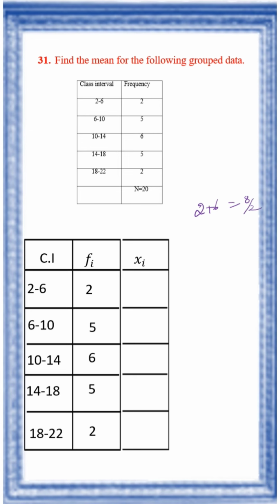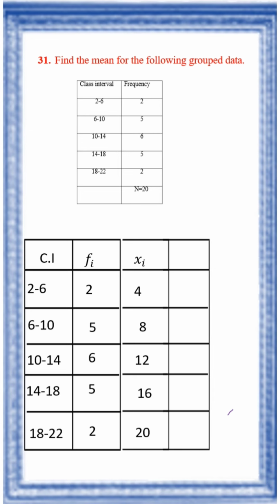8 by 2, how much? 4. Now you can go on adding class size, that is here class size is 4, isn't it? 10 minus 6, 4. 6 minus 2, 4. 4 plus 4, that is 8. 8 plus 4, that is 12. 12 plus 4, 16. 16 plus 4, 20. Or you can go on adding lower class limit and upper class limit divided by 2. Both ways you can find out.